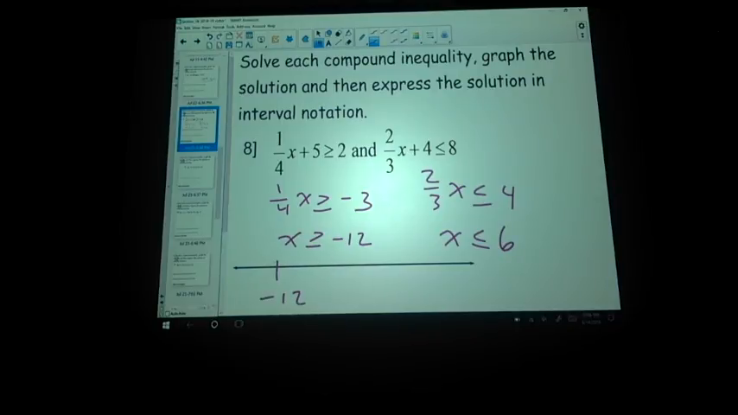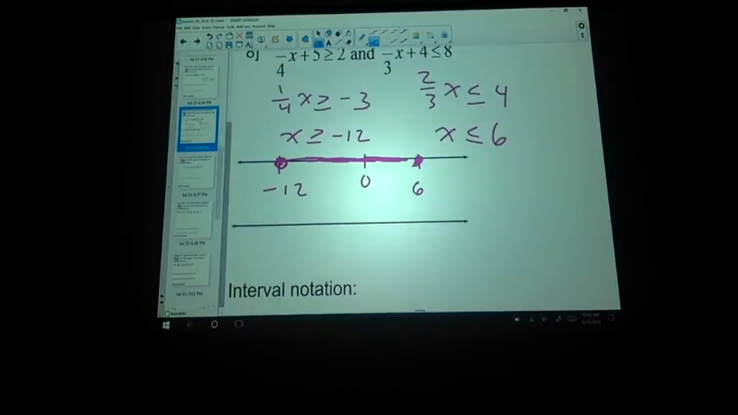So let's see if this is going to work. Negative 12 down here, solid dot. I get 0 here. I get 6 here. Again, I'm good at spacing. I want bigger than and I want less than. So that whole shaded region right there is that interval notation where you read it left to right. Square bracket, negative 12. Square bracket to 6. It's supposed to be a 6. And that's how that works.